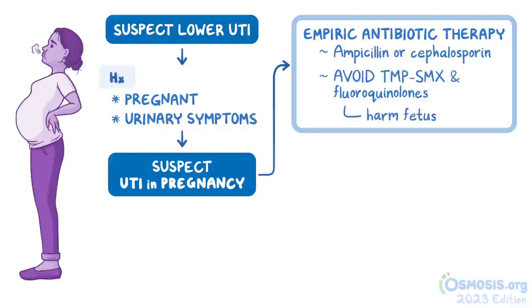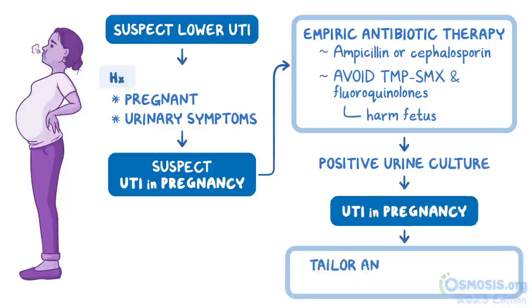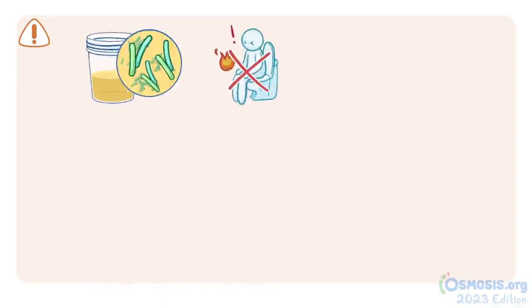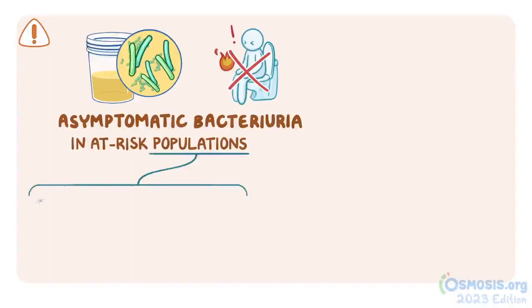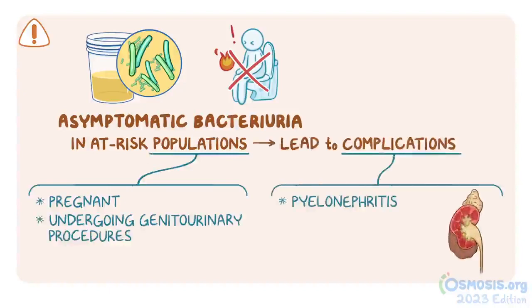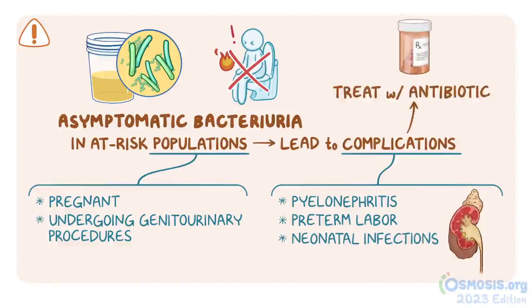Okay, if a patient is pregnant and has urinary symptoms, it's important to suspect UTI in pregnancy and not wait for urine culture results. This is important because a UTI during pregnancy can lead to dangerous perinatal and neonatal infections. Next, begin empiric antibiotic therapy with ampicillin or cephalosporin, and avoid certain commonly used medications like TMP-SMX and fluoroquinolones, which can harm a developing fetus. A positive urine culture confirms the diagnosis of UTI in pregnancy, so tailor antibiotics based on culture results.